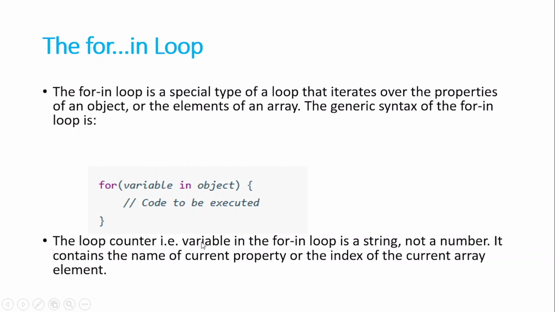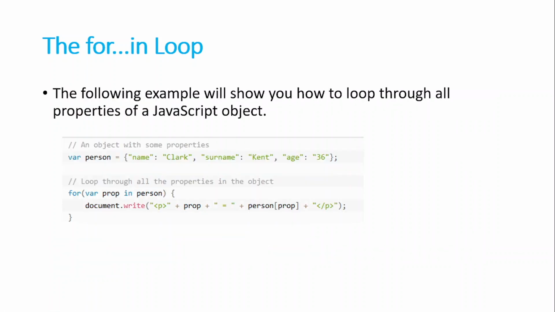The loop counter variable in the for in loop is a string, not a number. It contains the name of the current property or the index of the current array element. So if you're using an array, this variable will be the index. And if you're using it on an object, it will be a property of that object, and every property will be given to you one by one.